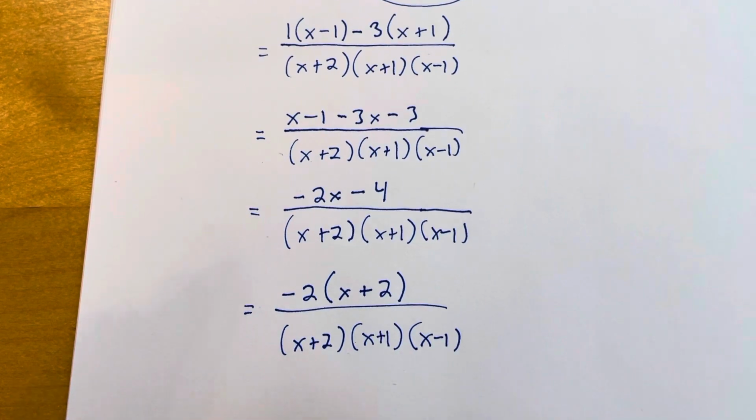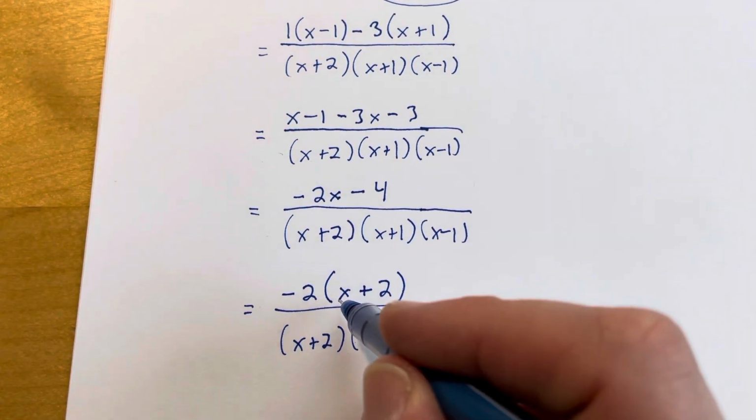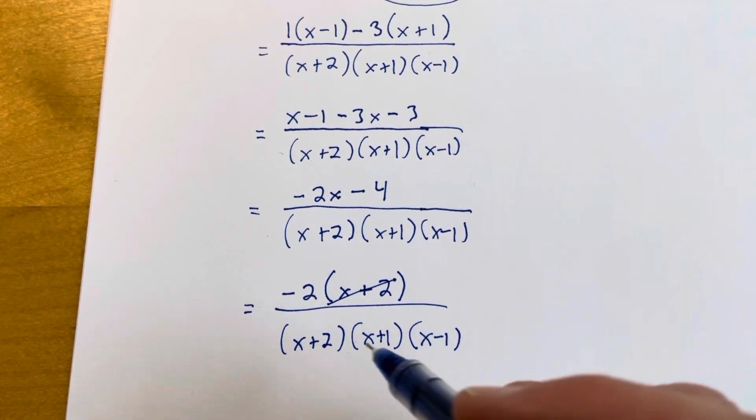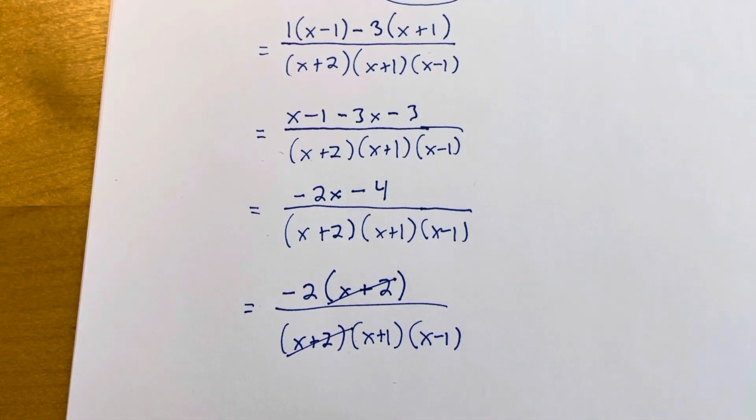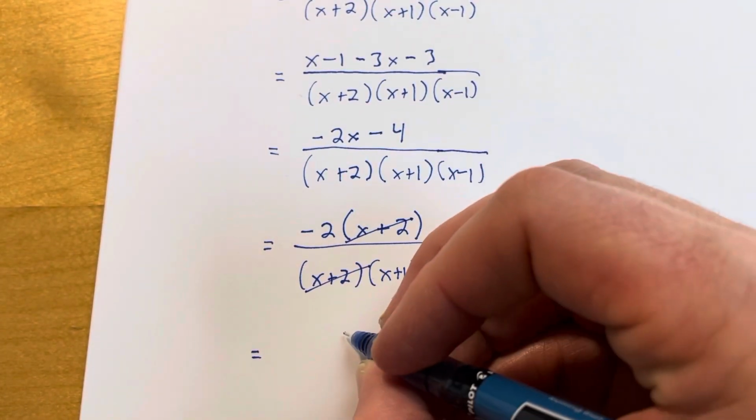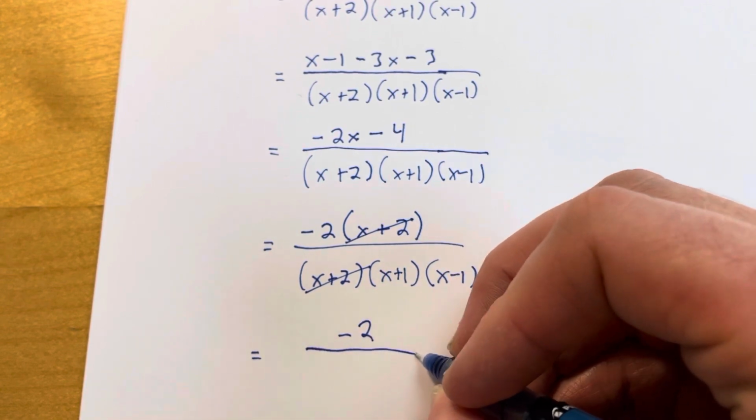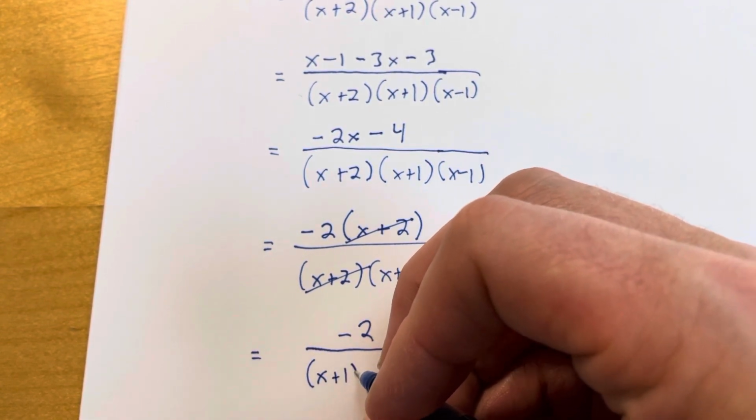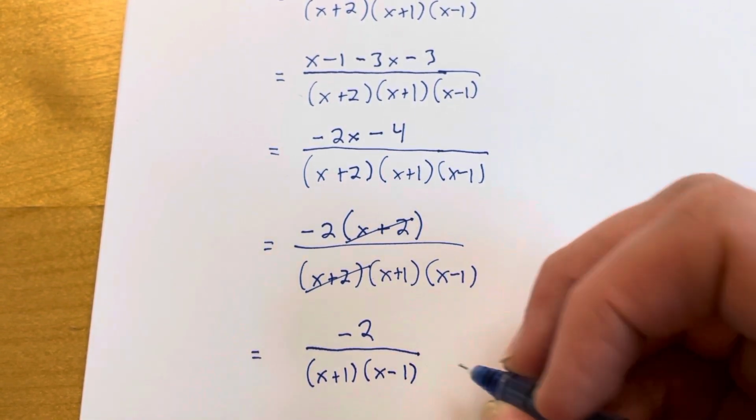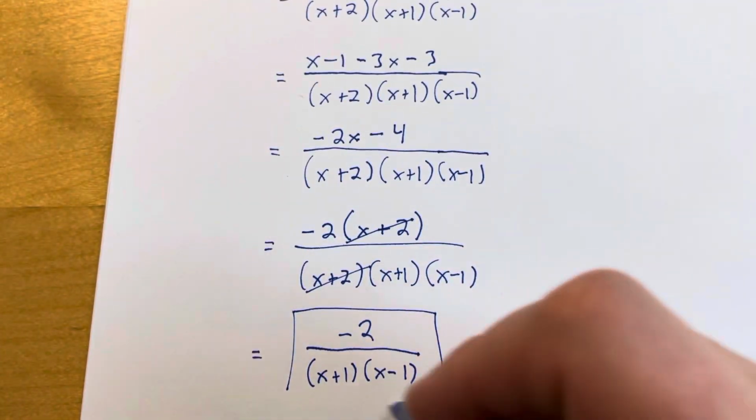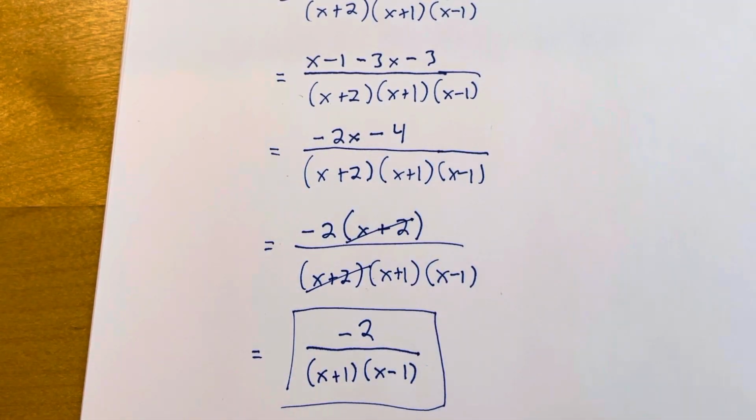And by doing that, I've revealed that there's more to do. I can cancel this new x plus 2 that's just appeared with that x plus 2 right there. And looking at what's left, I have negative 2 over x plus 1, x minus 1. And that's about as simplified as I'm going to get it. I could multiply that denominator out. It would just come out to x squared minus 1 if I did that. But I'm not worried about that. I'm going to leave it in this form because I think that's fine.